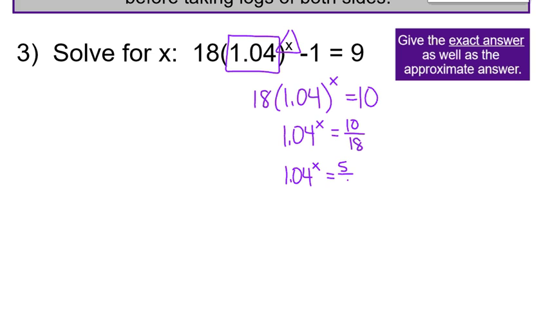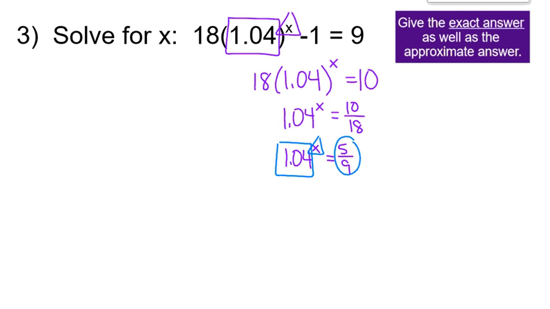Now look what we have. We have a base to a power equals a number. We are ready to take the log of both sides. So what kind of log do we want to use? The same base that we see in the problem right now. So we see base 1.04. So we can do log base 1.04, as weird as that is, of 1.04 to the x equals log base 1.04 of 5/9. Sometimes I write in the parentheses around the argument. Sometimes I don't. It doesn't really have to be there most of the time.